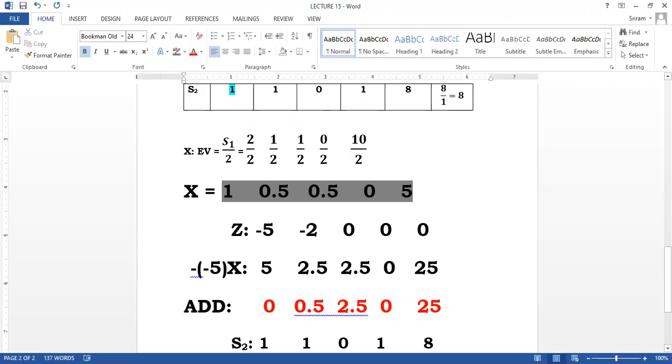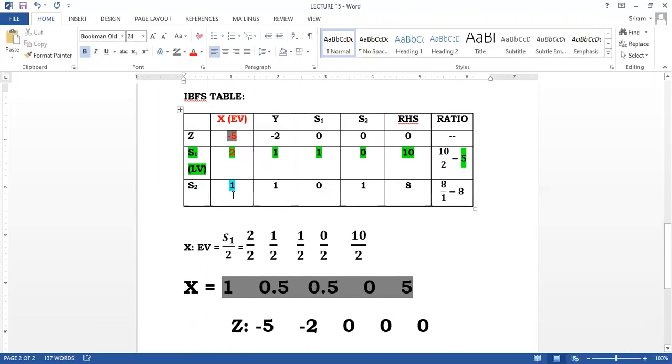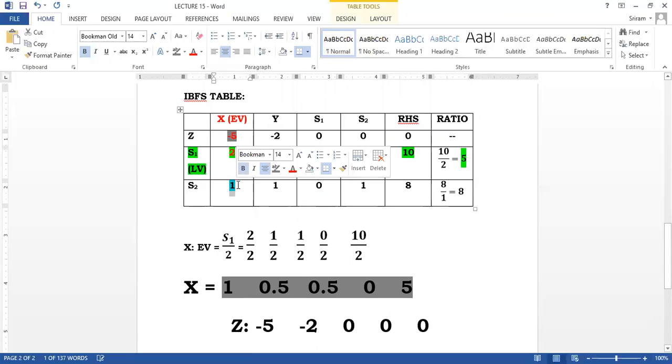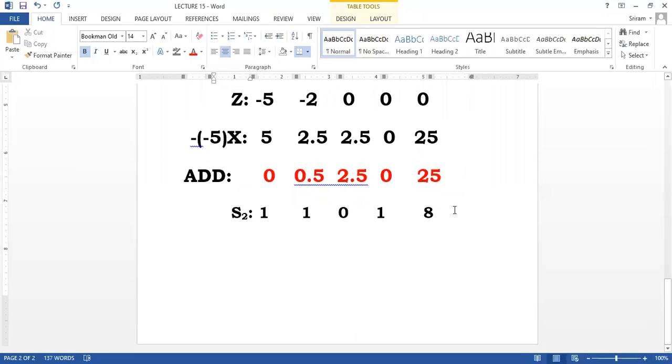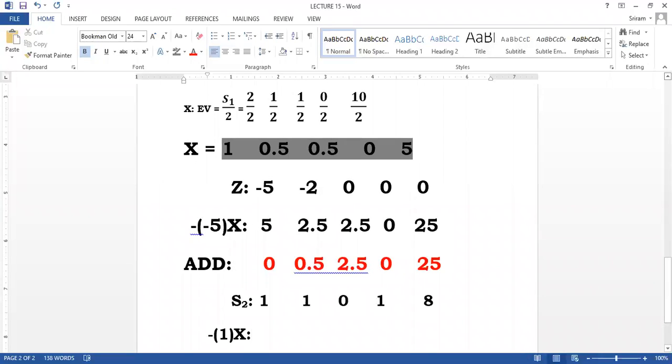I am going to check the corresponding pivotal column element. What is the corresponding pivotal column element here? 1. So I am going to take the opposite sign of this. This will be minus 1. And I am going to multiply with the values of x. What will be the values of x we are having? 1, 0.5, 0.5, 0 and 5.